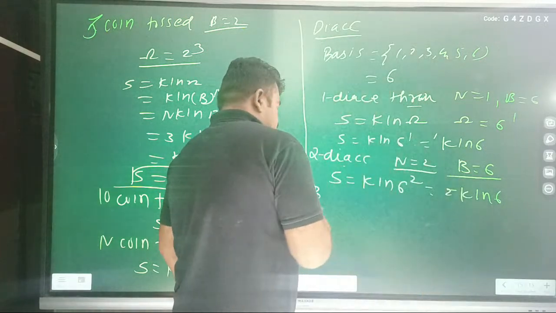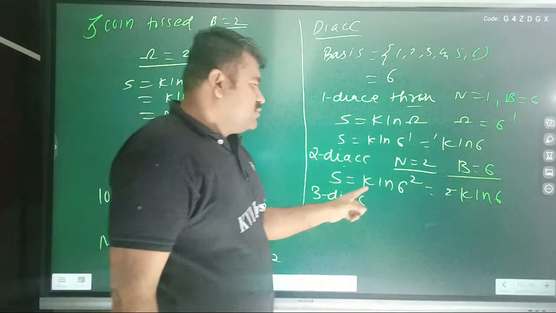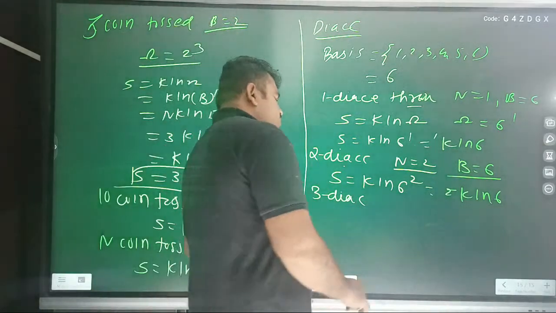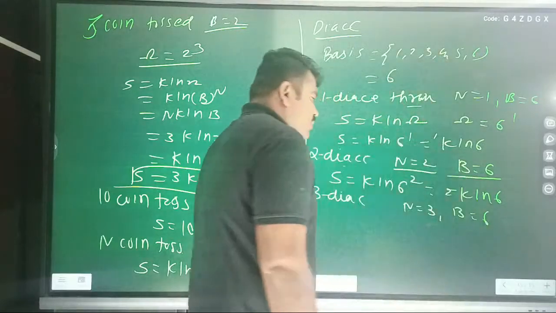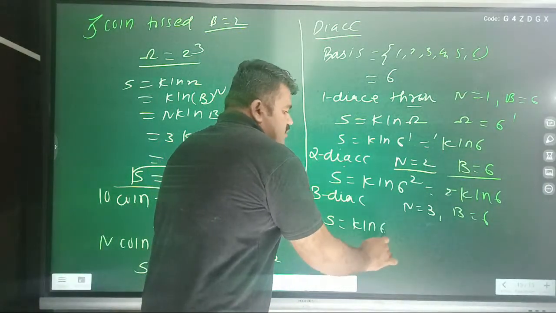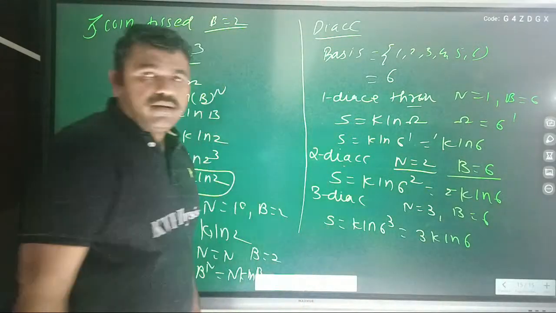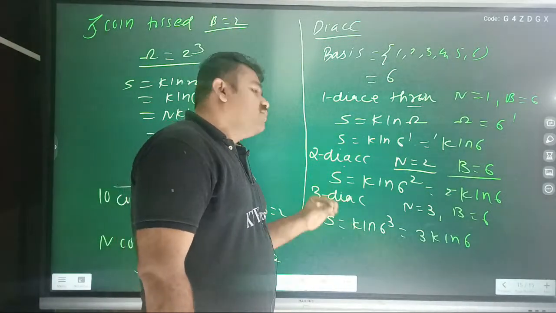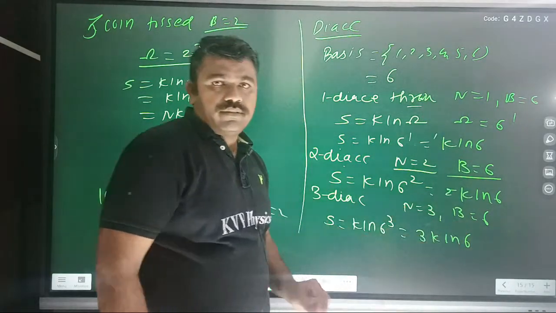3 dice are thrown. Wherever you see it, the question is given like that, but the answer is not 36. The answer is always in the 2k ln 6 form. Clear? 3 dice are thrown, number of particles is 3, basis 6. Then S is equal to k ln 6 to the power 3, which is 3k ln 6. Similarly, for 100 dice it is 100k ln 6, and for 200 dice, k ln 6 to the power 200 means 200k ln 6.